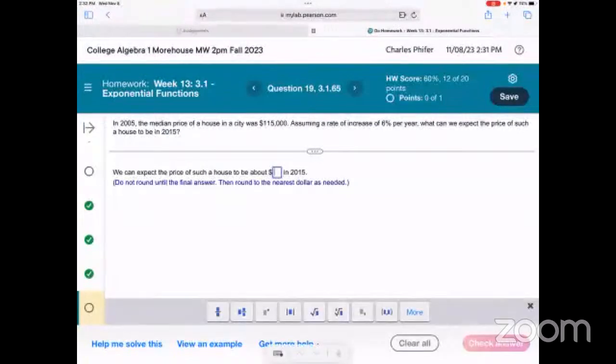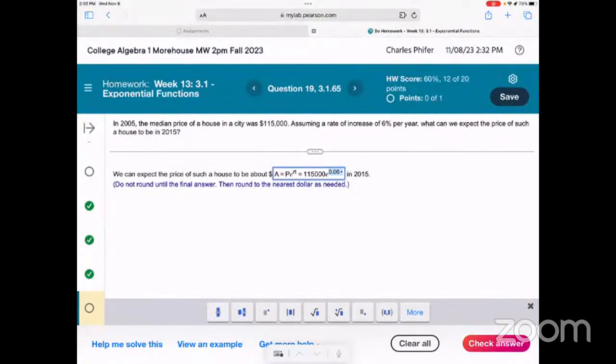A equals P e to the rt. And I know PERT is continuous, but exponential growth is essentially the same formula. It's just articulated a little bit differently. Okay, we want the future amount after 10 years. We're going to start with the median price, 115,000, times e to the power of the rate, 6%, so 0.06, times 10 years.